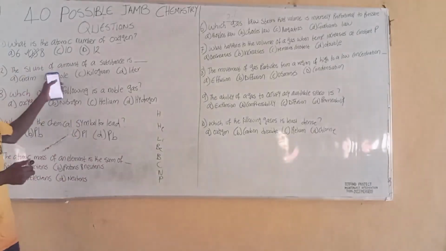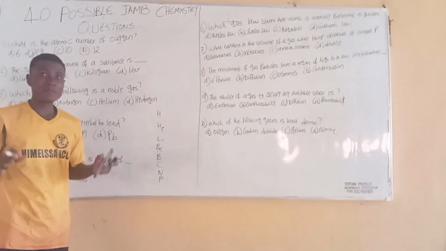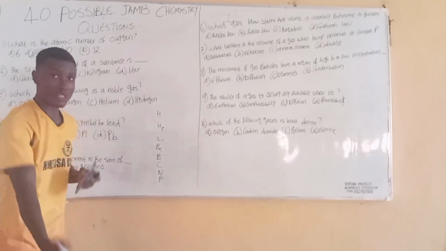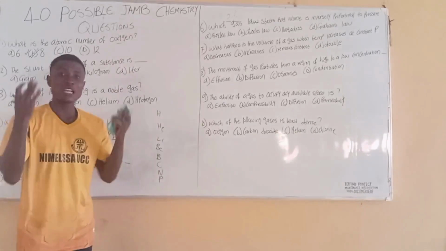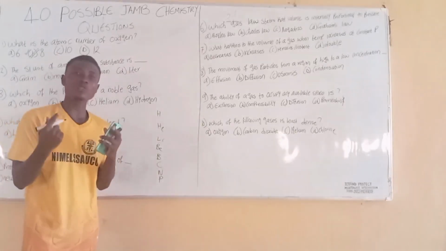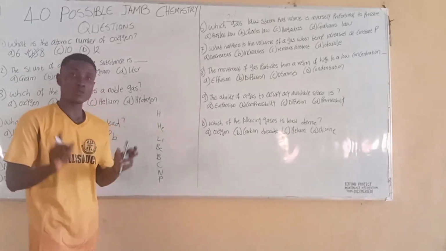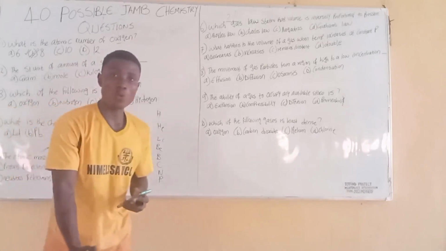Number 2, it says, the SI unit of amount of a substance is known as dash. Now, as someone who is studying chemistry or reading a chemistry textbook, the moment you hear amount of a substance, the first thing that should come to your mind should be Avogadro's law. And when we talk about Avogadro's law, we talk about the mole.